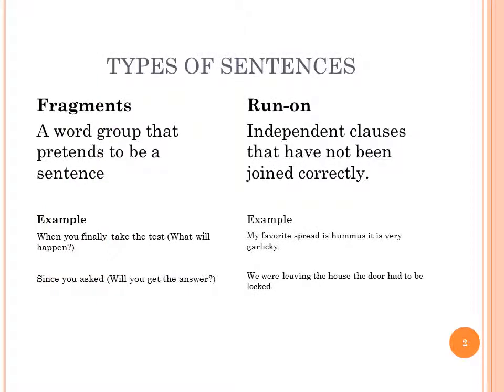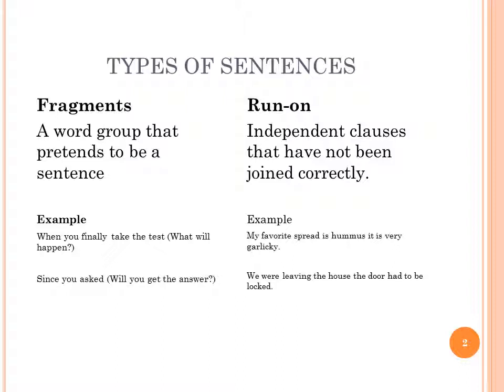Fragments are a group of words that pretends to be a sentence, but is not a complete thought. Example: "When you finally take the test." The reader asks the question because he or she needs to know more information. So what will happen when you finally take the test? The reader still doesn't know because it's not a complete thought. You can fix a fragment by attaching another sentence, or you can add a subject, verb, or both.